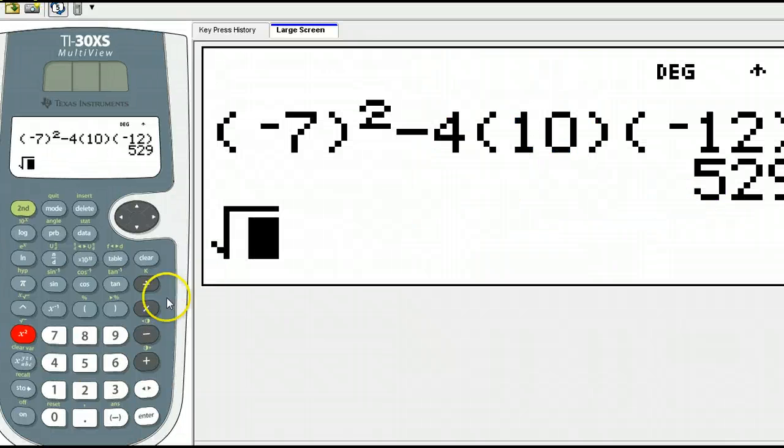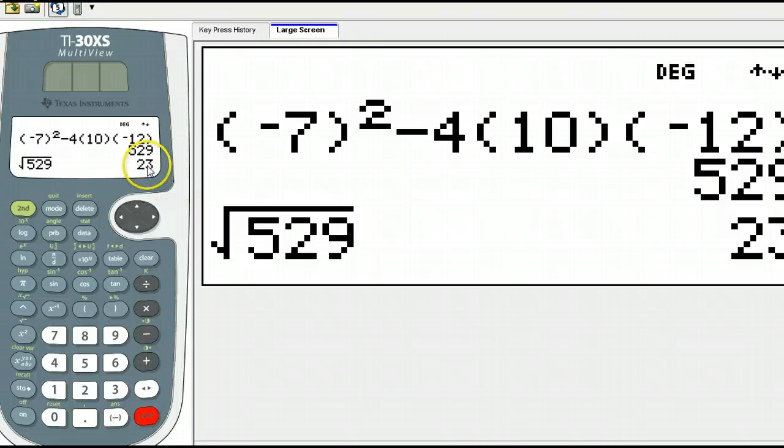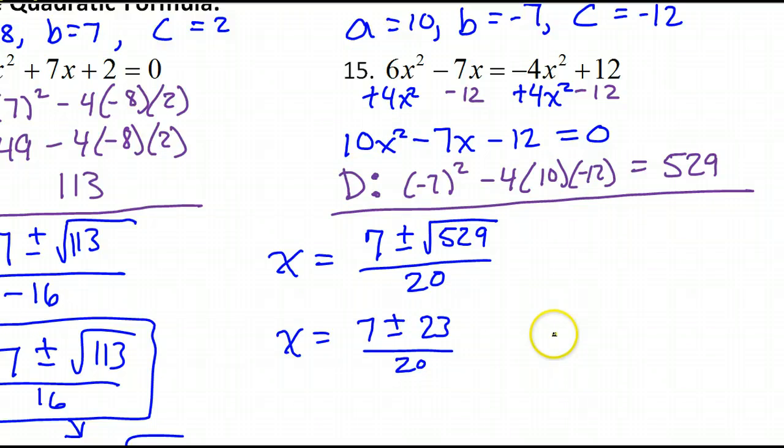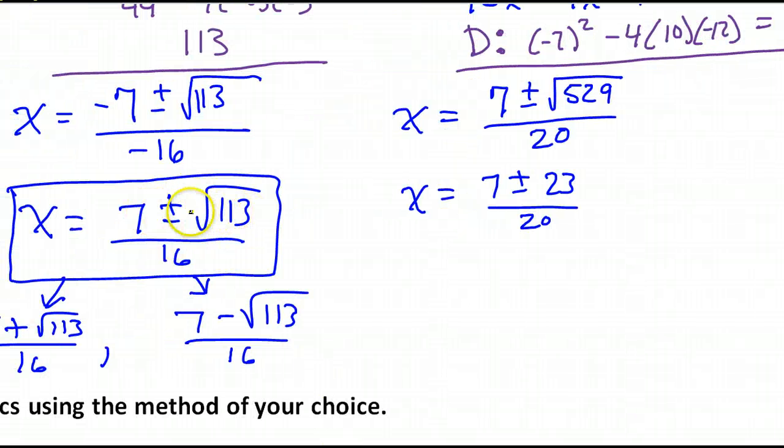Square root of 529. 23. That was a perfect square. Good to know. So that's 23. So this becomes x equals 7 plus or minus 23 over 20. Now, you may not leave your answer like this. You're not allowed. We were allowed to leave the answer like this before because we had a radical. But we can actually add these. So you must keep going.